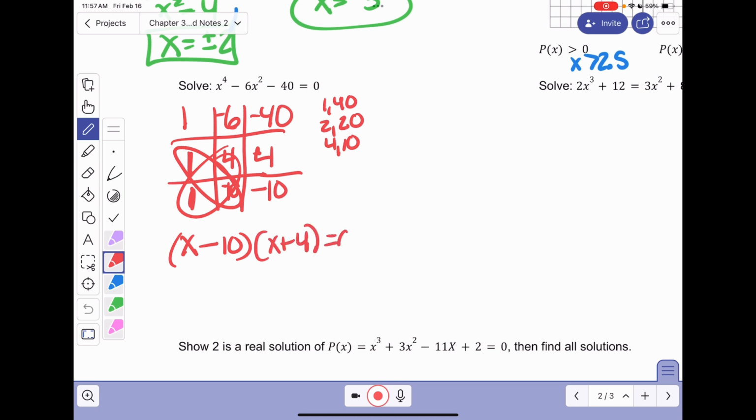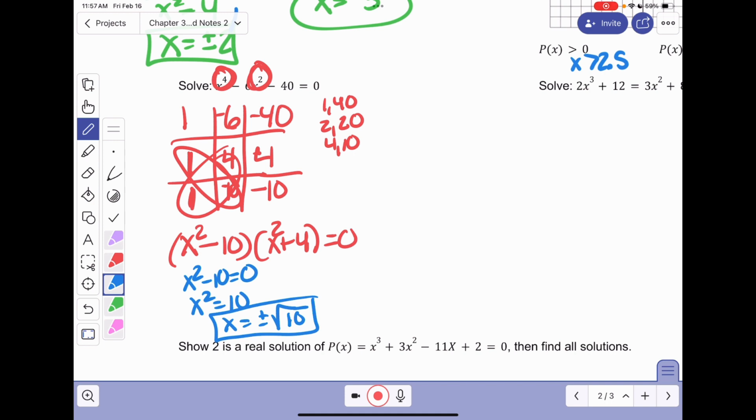Now, the only difference is, because this is a 4 and a 2, these are going to become squareds. And so we solve from there. X squared minus 10 equals 0. Add 10 to both sides. Take the square root, so we get positive or negative square root of 10.